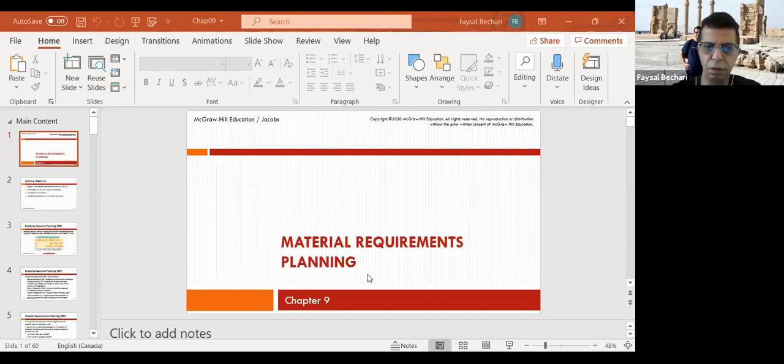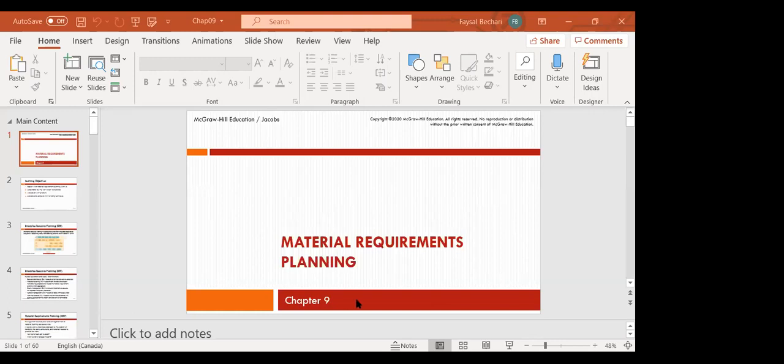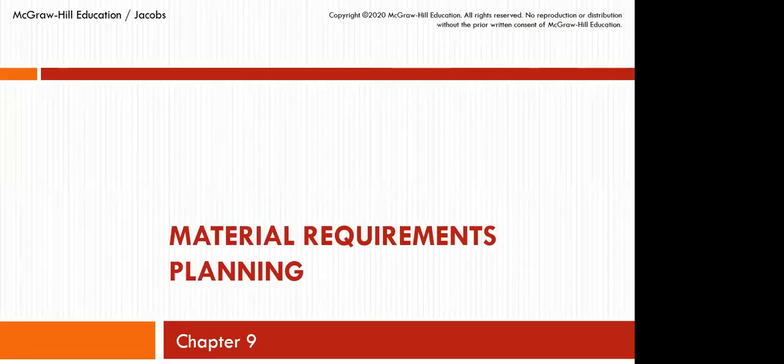In chapter 9, we will be talking about material requirement planning. So you see, if you have a product and you're trying to produce something, there is a material you require to build it. Now, how are we going to do the planning? How is this planning happening in material requirement planning?